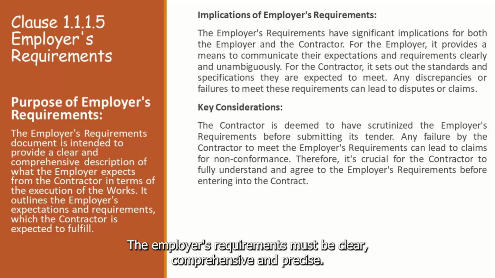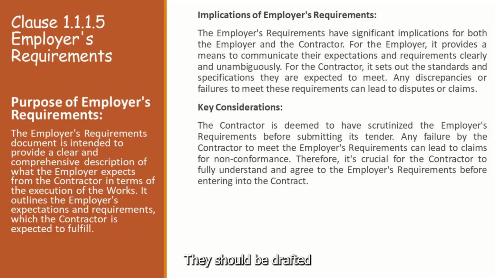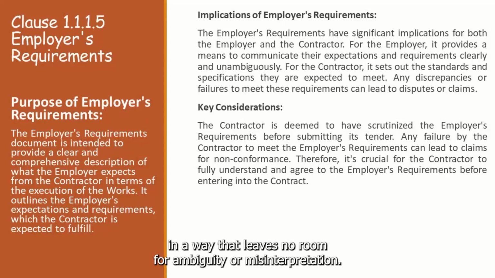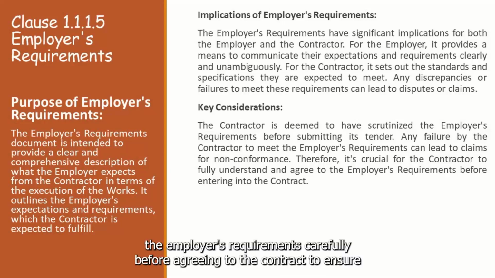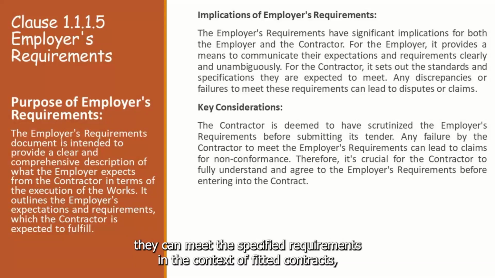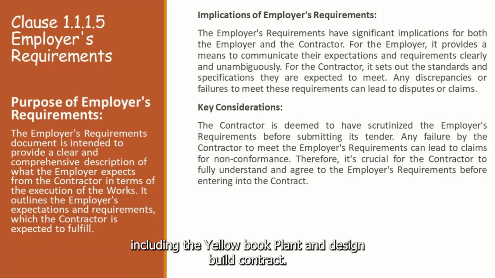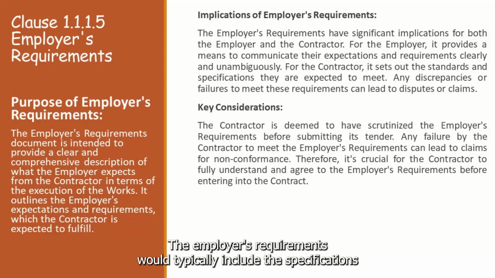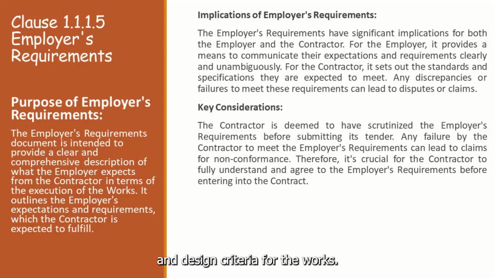The employer's requirements must be clear, comprehensive, and precise. They should be drafted in a way that leaves no room for ambiguity or misinterpretation. The contractor should review the employer's requirements carefully before agreeing to the contract to ensure they can meet the specified requirements. In the context of FIDIC contracts, including the Yellow Book, Plant and Design Build contract, the employer's requirements would typically include the specifications and design criteria for the works.